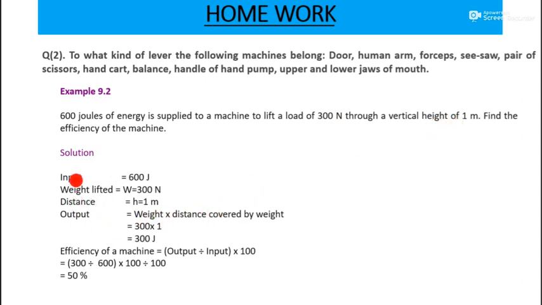We know that output is equal to weight multiplied by distance, so 300 multiplied by 1, which is 300 joule. Efficiency of machine is output divided by input multiplied by 100. Now 300 divided by 16 multiplied by 100. This is the efficiency of the machine.